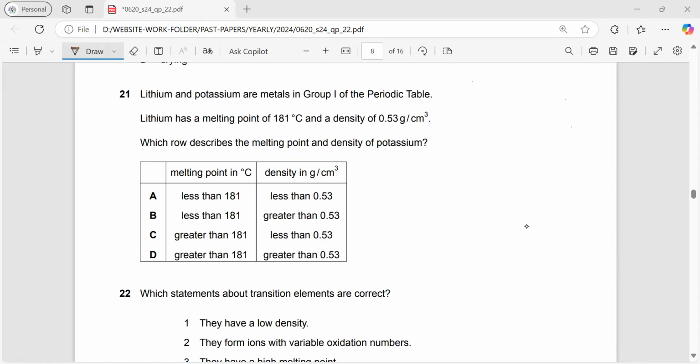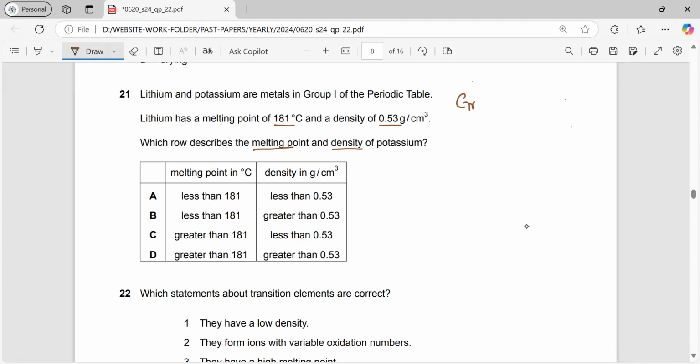This is question number 21 of 0620, paper 2, May/June, variant 2. Question 21. Lithium and potassium are metals in group 1 of the periodic table. Lithium has a melting point of 181 and a density of 0.53 gram per centimeter cube. Which row identifies the melting point and the density of potassium?